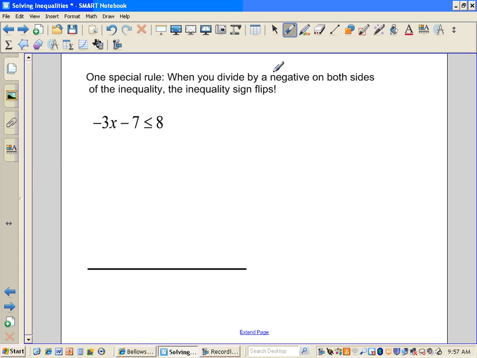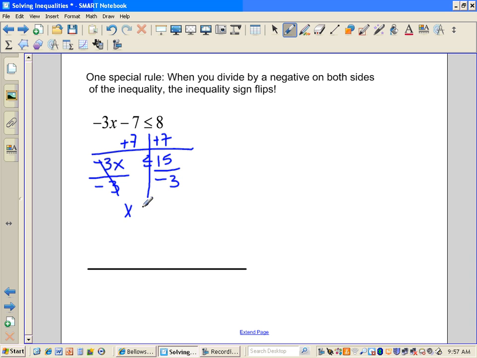Okay, one very special rule. When you divide by a negative on both sides of the inequality, the sign flips. Let me show you what I mean. Draw my line. I'm going to just start normal, add 7 on both sides. Negative 3x is less than or equal to 8 plus 7 is 15. Now, divide by negative 3. Divide by negative 3. Let's say I didn't know about this rule and I just kept going.